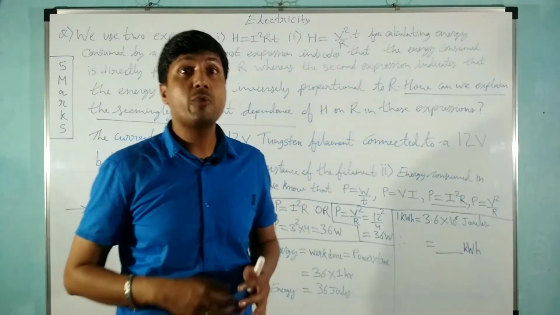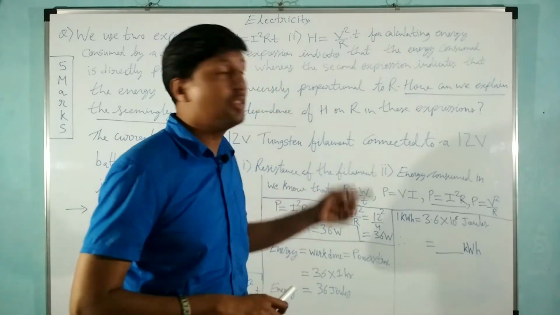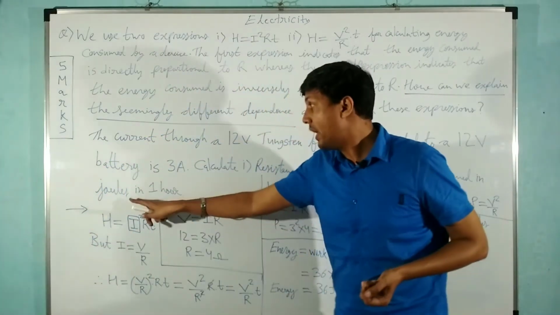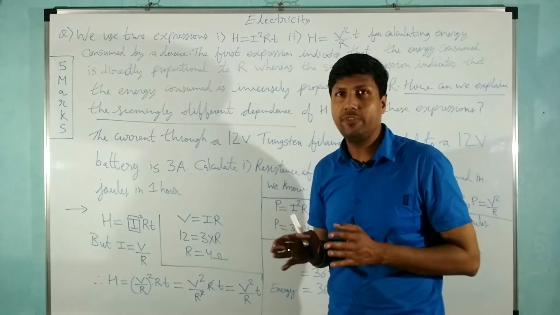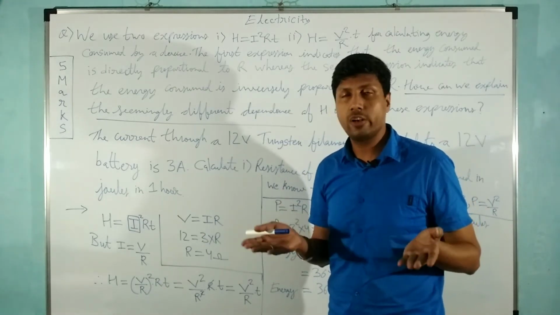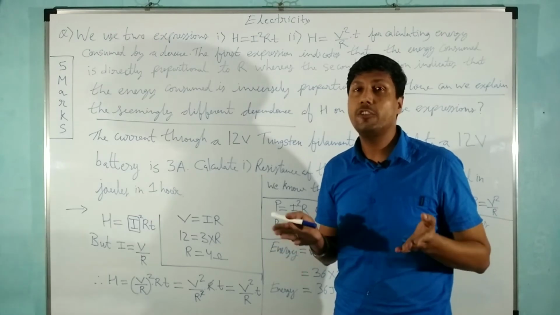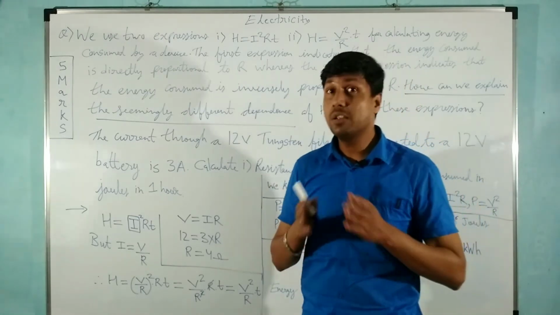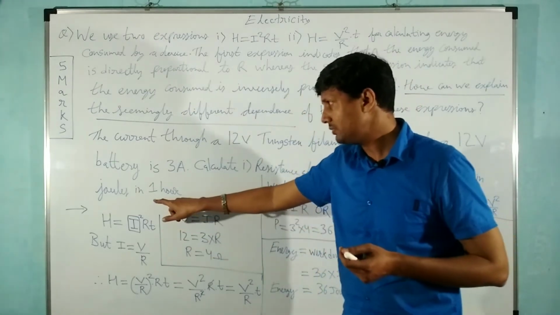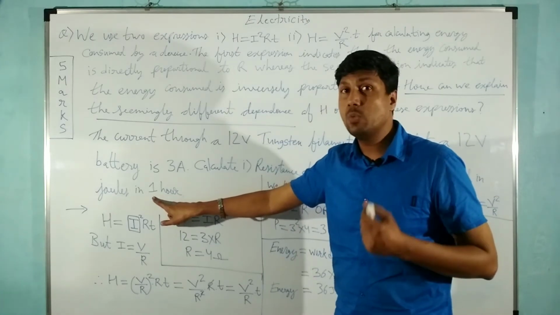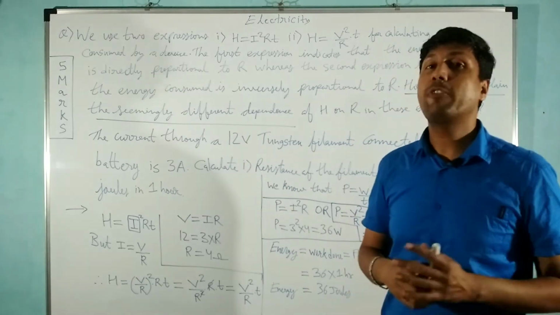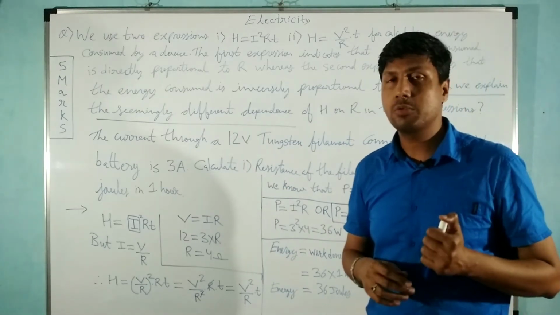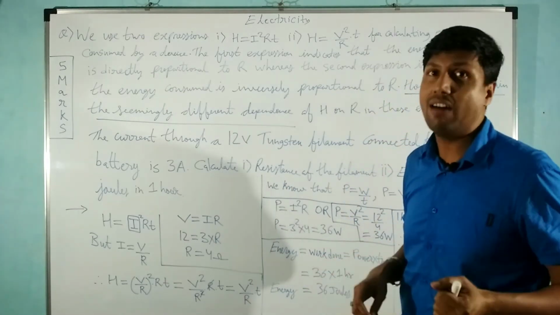Now what do we have to find out? We have to find out the energy consumed in 1 hour, in joules. So we have to use joules as the unit for energy consumption. We already know that the SI unit of energy is joules. So in 1 hour, how much energy will be consumed? We have to measure it in joules. So first of all, before knowing how much energy has been consumed, we have to find the power.